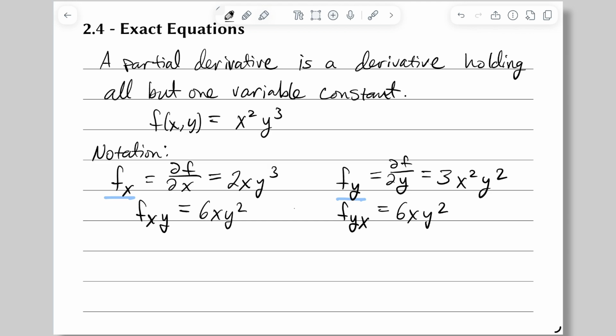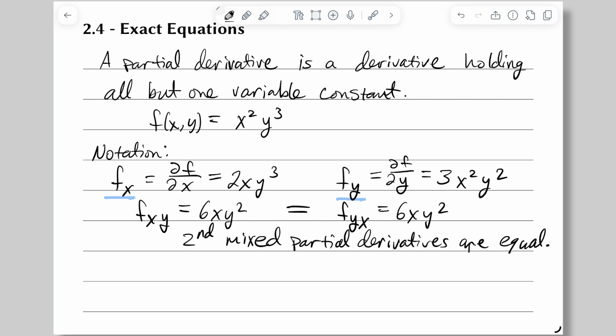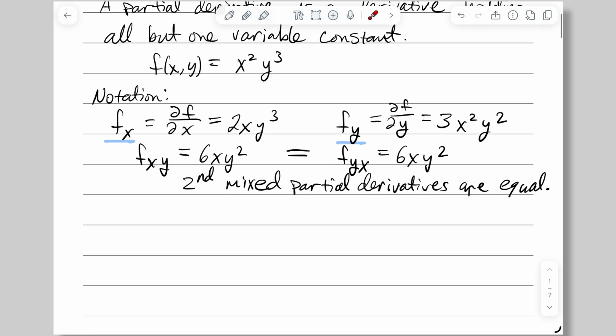And notice that these two are equal to each other. It's not a coincidence. These are called mixed partial derivatives, and a theorem from multivariable calculus is that second mixed partial derivatives are equal, provided the derivatives are continuous. There are some conditions that we're not going to get into right now.